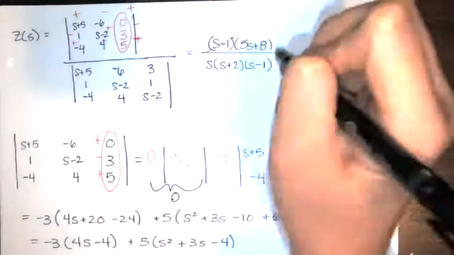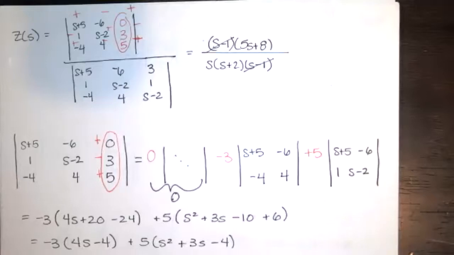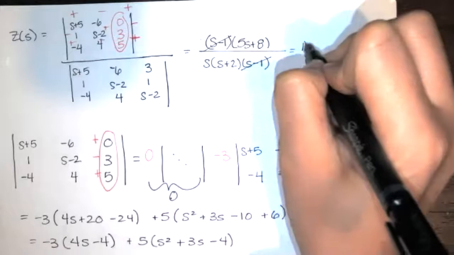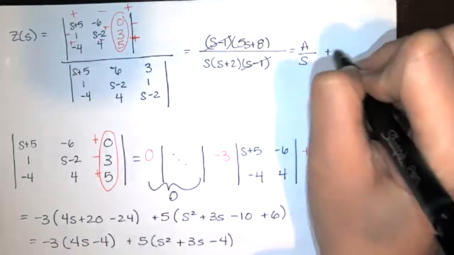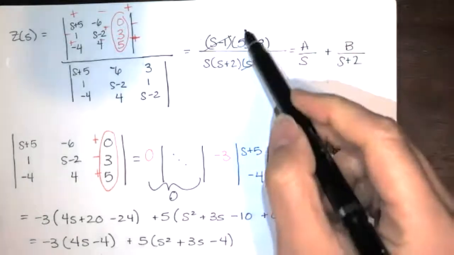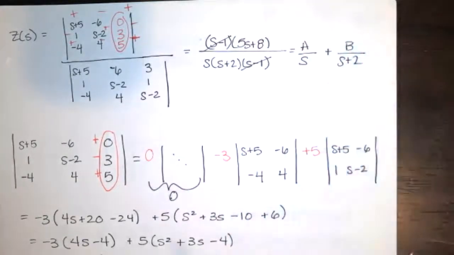For our z, the s minus 1's reduce, and we end up with this 5s plus 8 over this. I think I'll just go straight to the partial fractions. It's going to be a over s plus b over s plus 2. We just need to find a and b so that this fraction equals the sum of these two fractions.